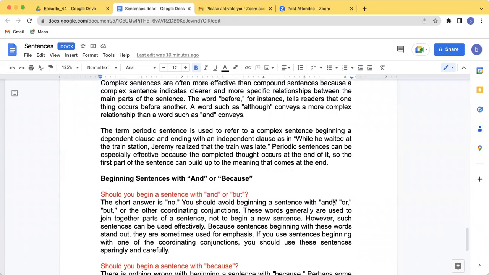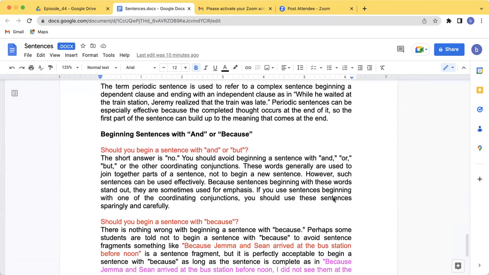The term periodic sentence is used to refer to a complex sentence beginning with a dependent clause and ending with an independent clause, as in: while he waited at the train station, Jeremy realized that the train was late. Periodic sentences can be especially effective because the completed thought occurs at the end of it. So the first part of the sentence can build up to the meaning that comes at the end.